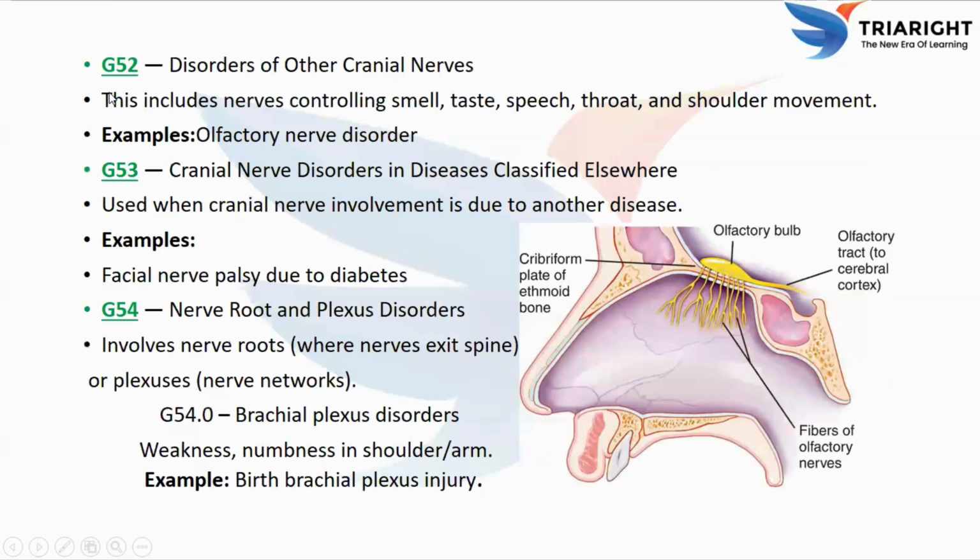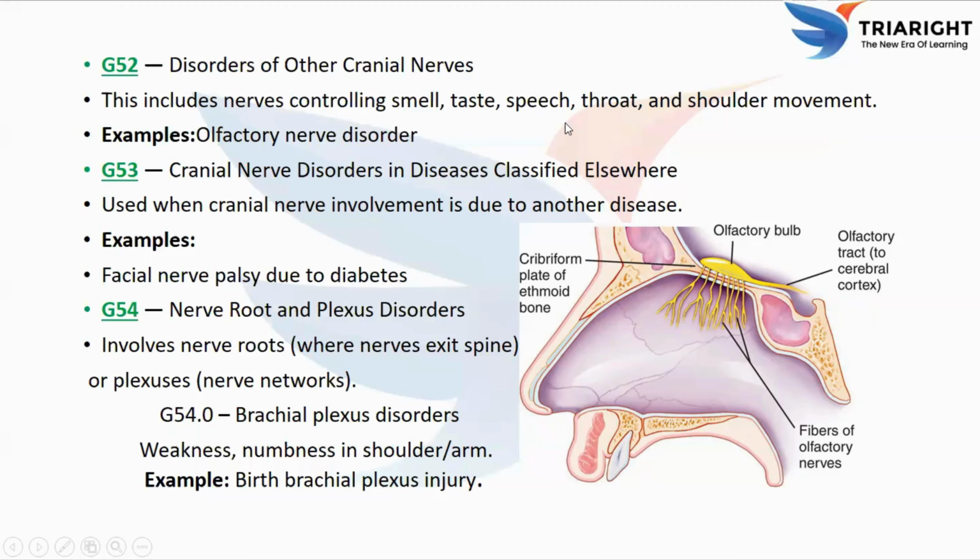Coming to G52. So what is G52? It is assigned for disorders of the other cranial nerves. These are the problems involving cranial nerves other than the trigeminal nerve. If it is trigeminal, you have to assign G50. If it's the facial nerve, you have to assign G51. But the problems involving cranial nerves other than G50 and G51 are included in G52.